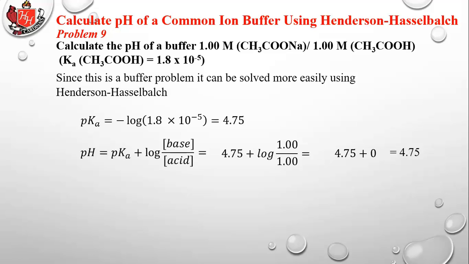So if you want to buffer your pH at 4.75, you find an acid that has a pKa of 4.75. That would be acetic acid, and you use equal concentrations. It doesn't have to be 1 molar over 1 molar. It could have been 2 over 2, 10 over 10, 15 over 15. As long as the concentrations are equal, the log of that will become the log of 1, and the log of 1 is 0. So you'll end up with a pH equal to the pKa of the acid. And there it is.